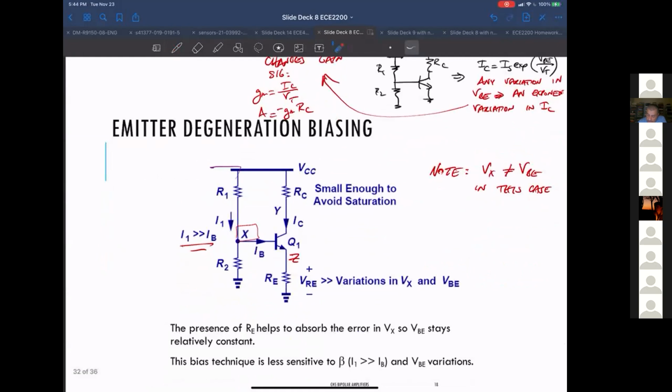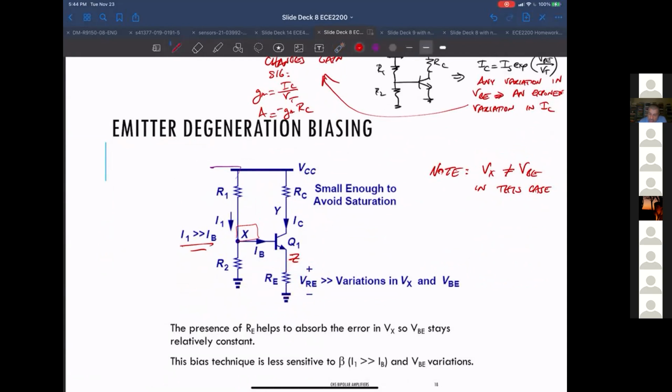So in this case, by putting the resistor here, which is, by the way, called emitter degeneration, and I'm not sure why it's called degeneration, it's basically reducing the dependence, it is making this current, I sub C, closer to being dependent on a resistor value.